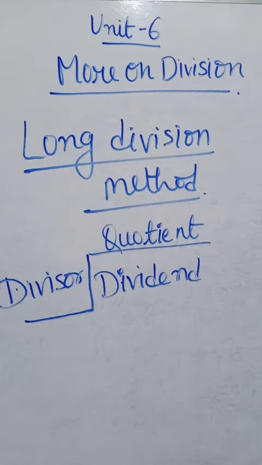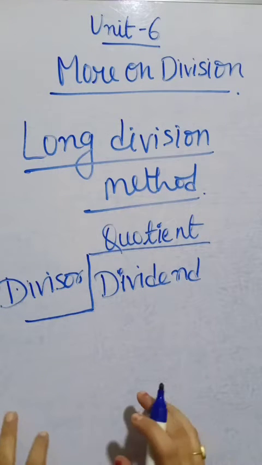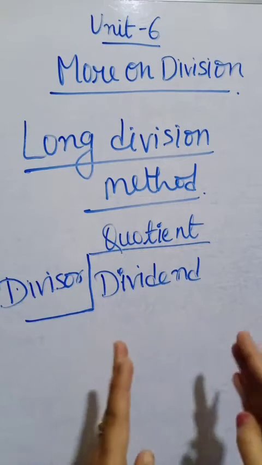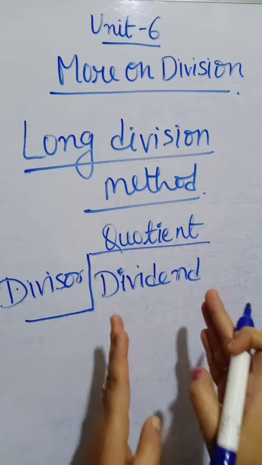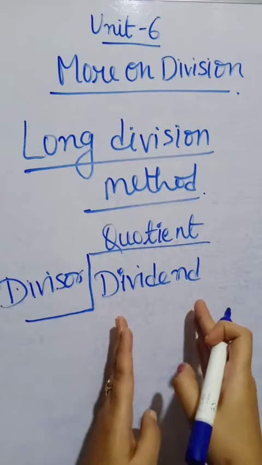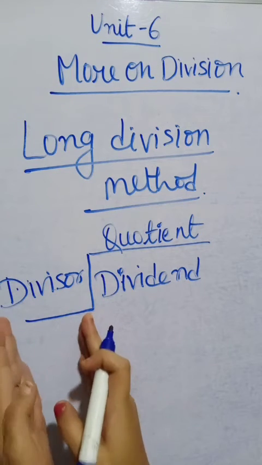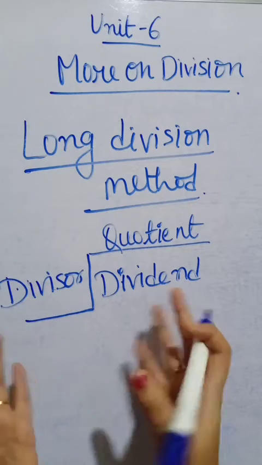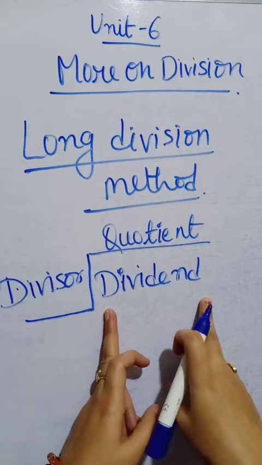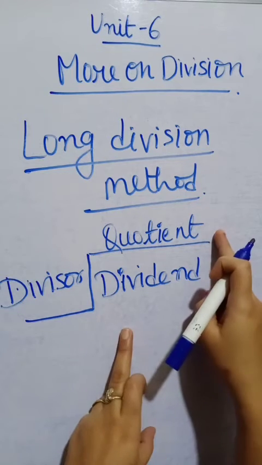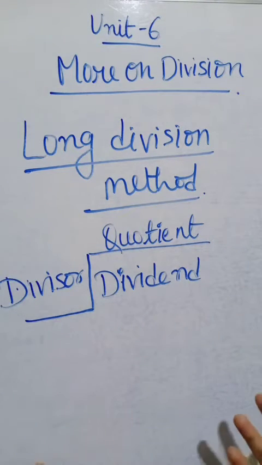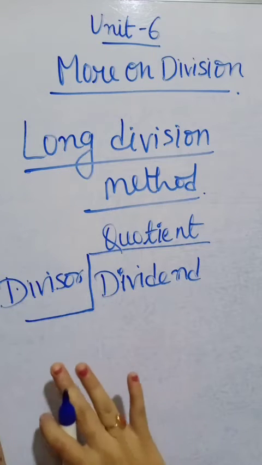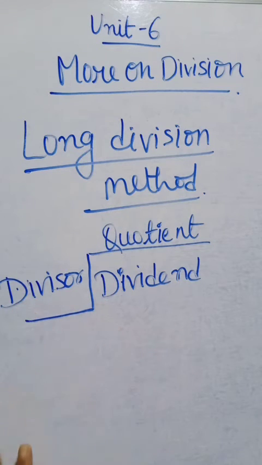upon this line. So everybody should know what is the dividend, what is the divisor, and what is the quotient. The dividend is the number which you have to divide. The divisor is the number by which you have to divide the dividend number. And the quotient is the answer, means how many parts will be divided into a divisor number, we can say that.